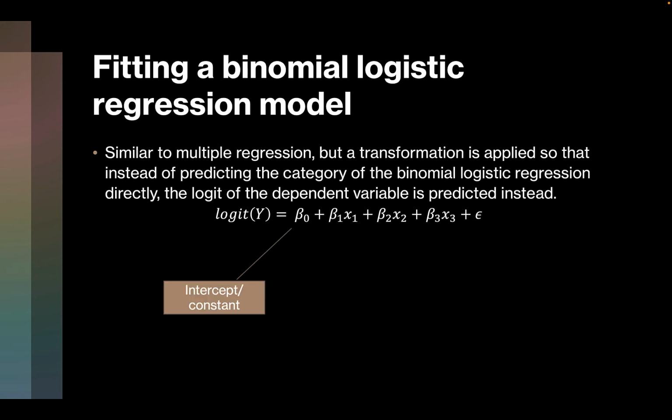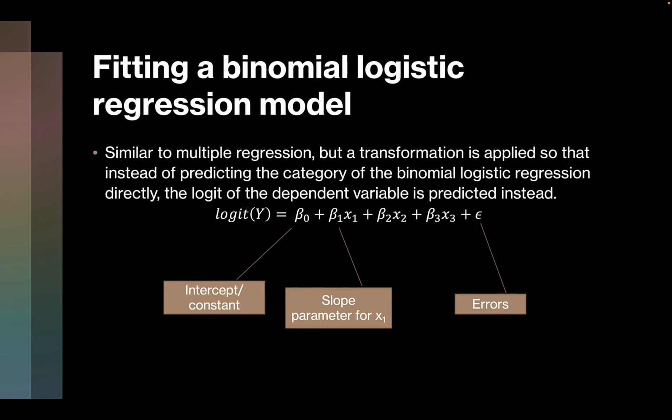All right, but we continue, and again, this is for our population. We're using our sample regression to estimate these parameters for the population, and we have beta sub 0, which is our population intercept or constant, and beta sub 1, which would be the slope parameter for the first independent variable. And we have epsilon on the end, which represents the errors or residuals for the population.